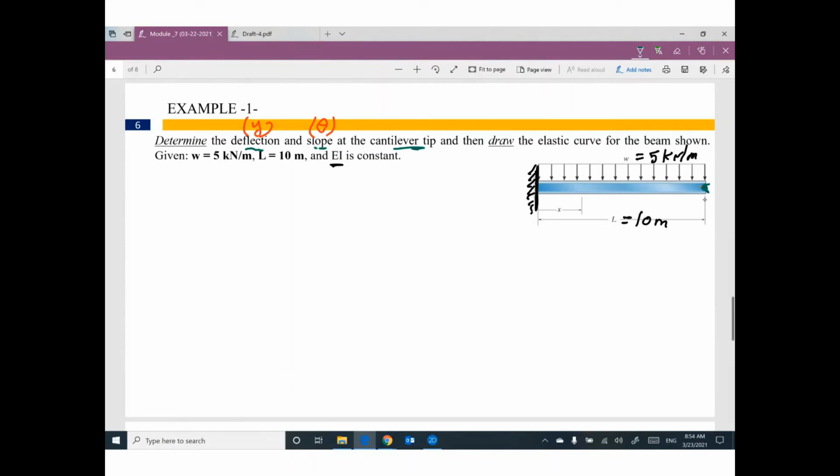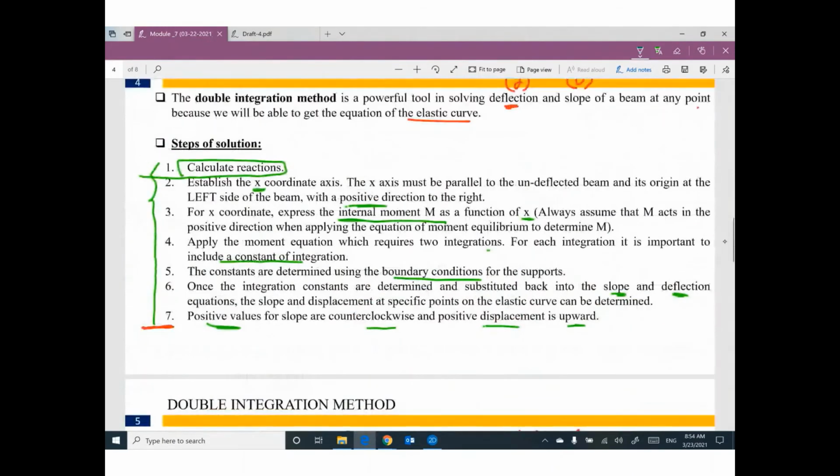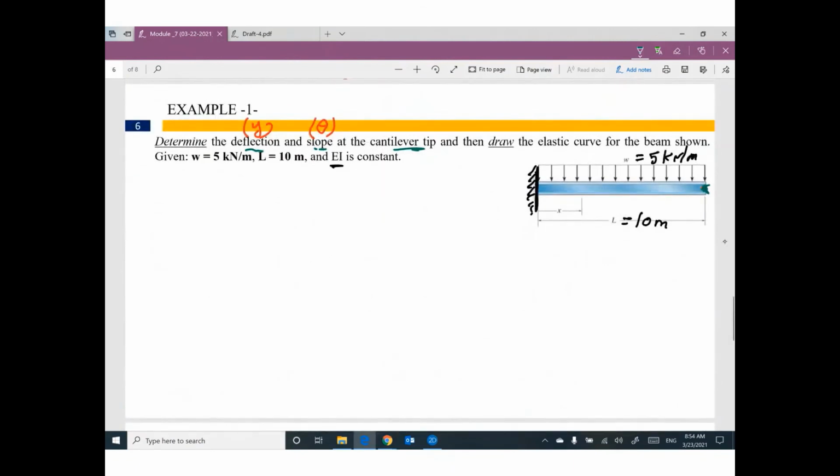How can I start? How can I solve? We have 7 steps. What is the first step? Reactions. For this fixed support, we have 3 reactions.